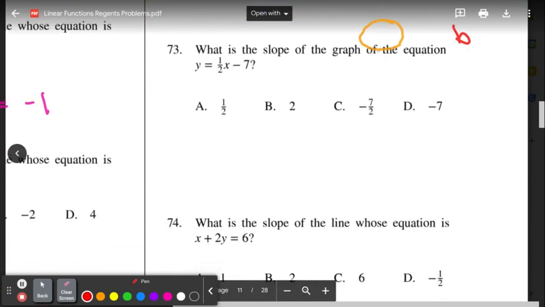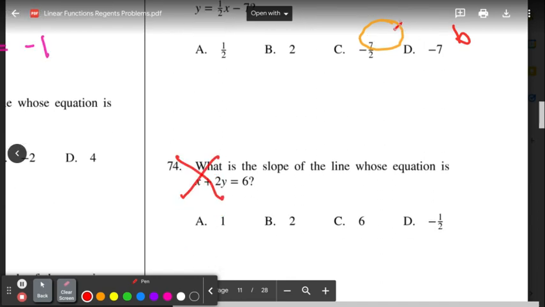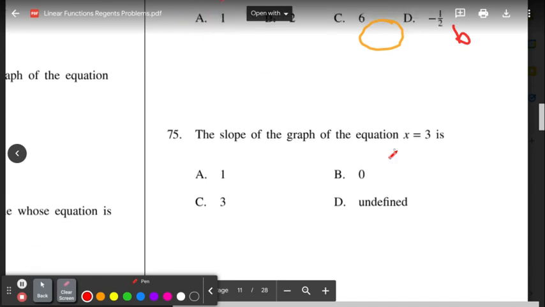FYI, we are going to skip 74. And let's do 75, and then you guys are going to finish the rest on your own.